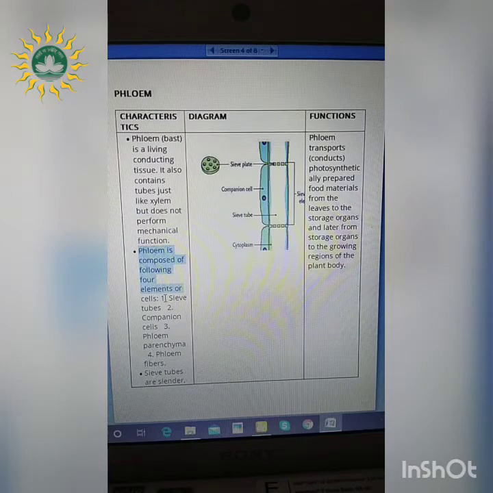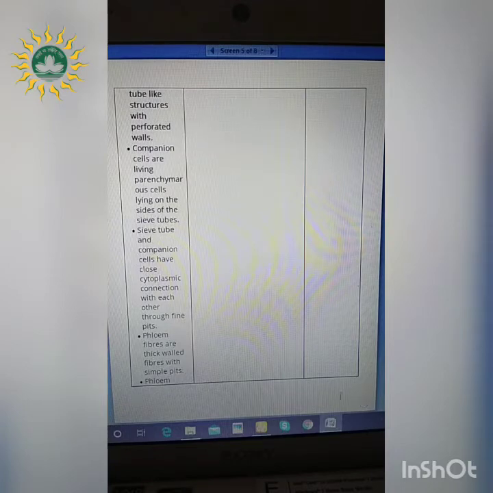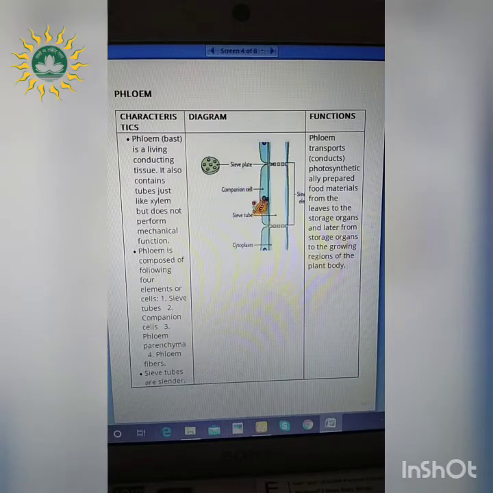What are those? Sieve tubes, companion cells, phloem parenchyma and phloem fiber. You can see over here the sieve tubes, the companion cells, phloem parenchyma and phloem fiber are also present. We will see them one by one. The sieve tubes are slender, tube-like structures with perforated walls. So the sieve tubes are slender, that means thin in nature, and they have perforated walls. You can see over here the perforations, or some holes or pores, that are present.